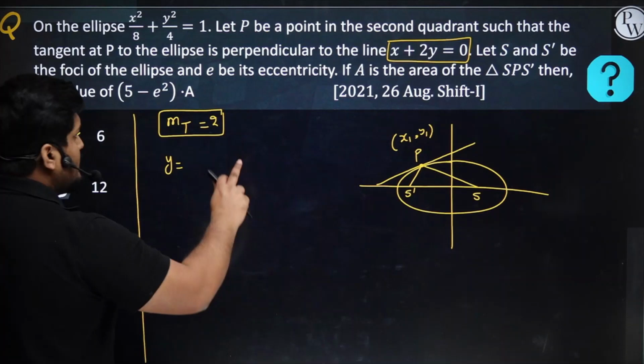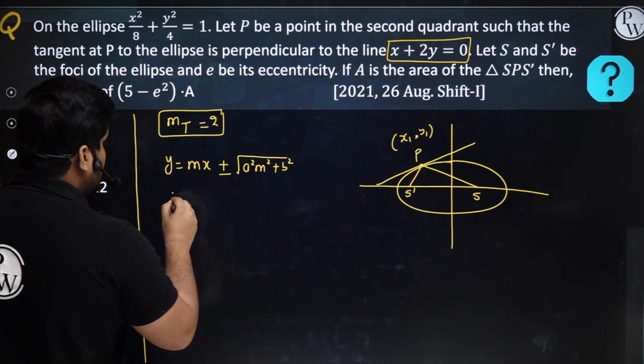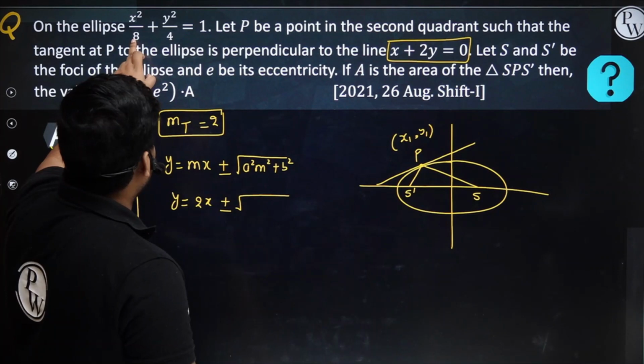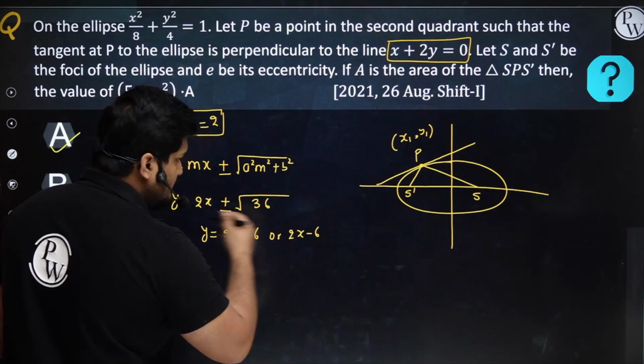We know how to write tangent. Y is equal to mx plus minus square root of a square m square plus b square. So y equal to, slope is given to be 2, so 2x plus minus square root of, what is m square? M square is 4, 4 into, what is a square? A square is 8. So 8 into 4, 32, plus 4 is 36. So this is root 36. So it is either 2x plus 6 or 2x minus 6, right? 2x plus 6 or 2x minus 6.